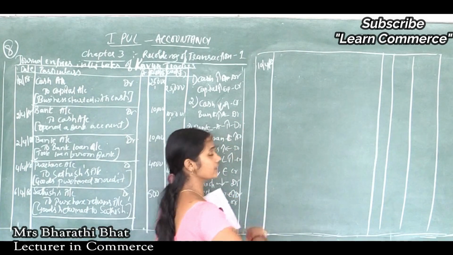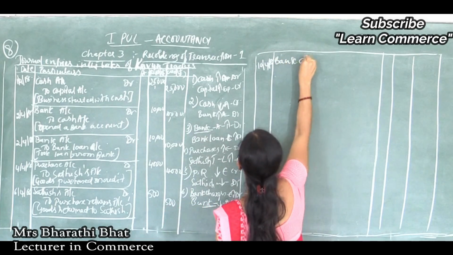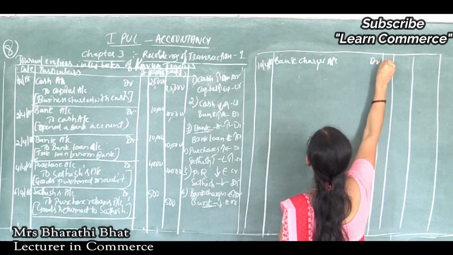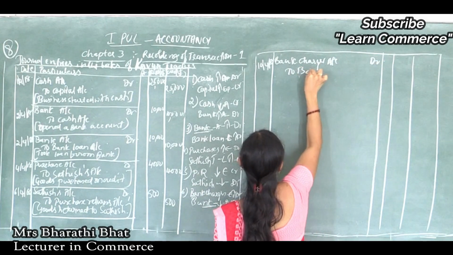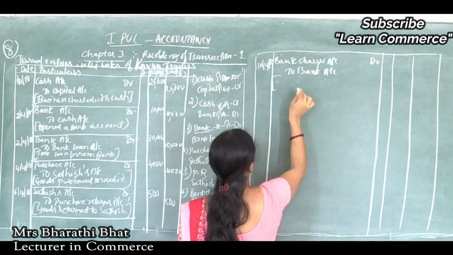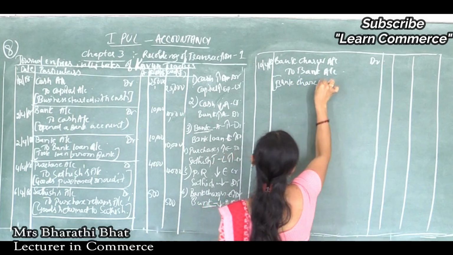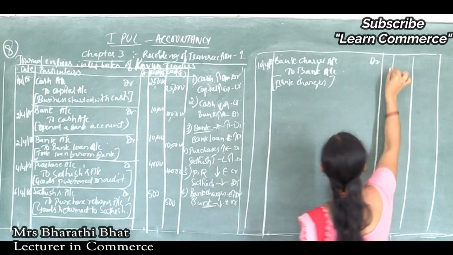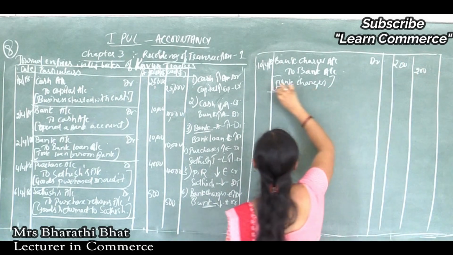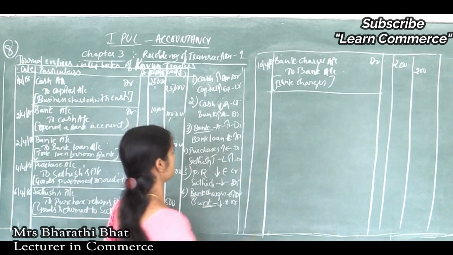So here, bank charges account debited to bank account. In bracket, bank charges, amount rupees 200. Close the transaction. Next one, interest on capital.